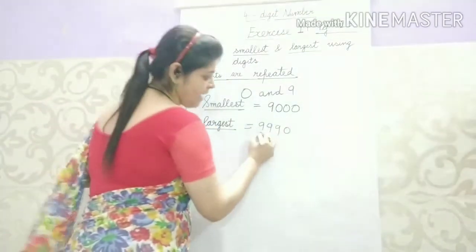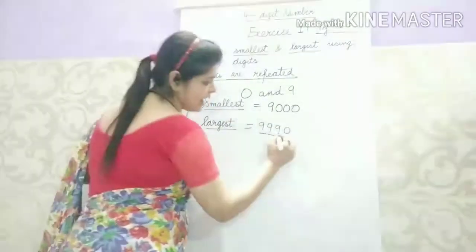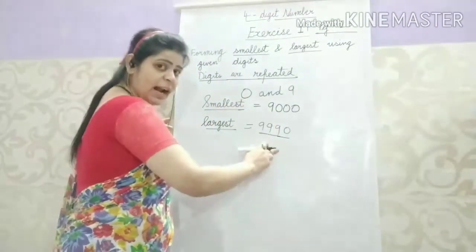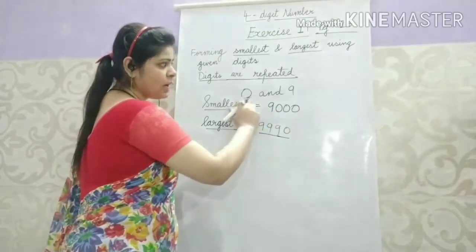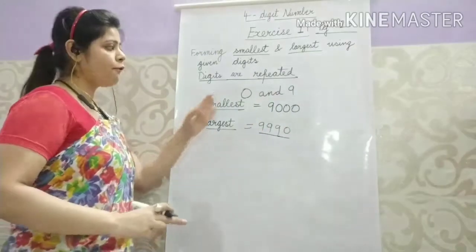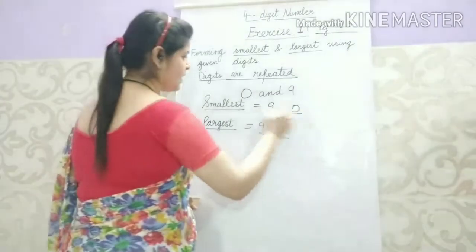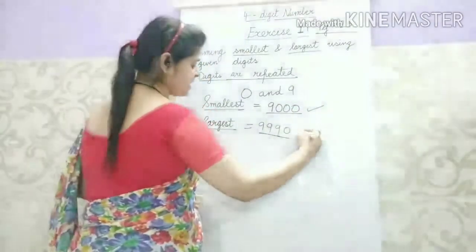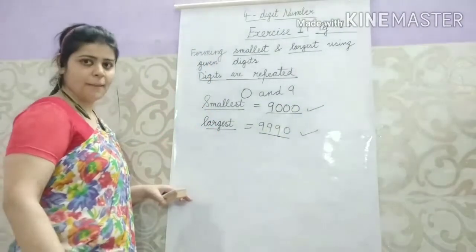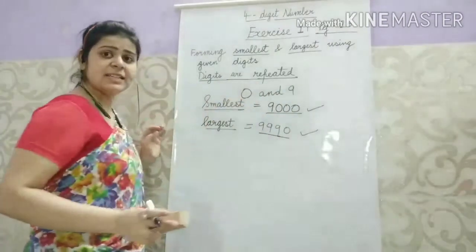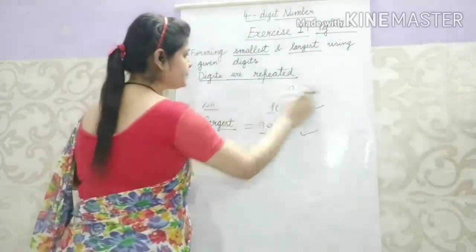Understood? We have repeated the number and at the last we have written 0, because 0 is also there and we have to write 0, because with these two numbers we have to form a 4-digit number. Understood? So like this we have got the smallest number and like this the largest 4-digit number using 0 and 9. Okay? So let's see one more example.